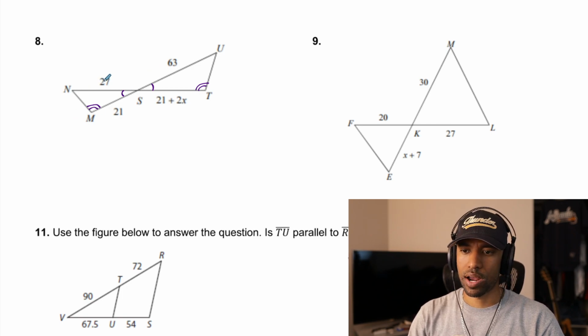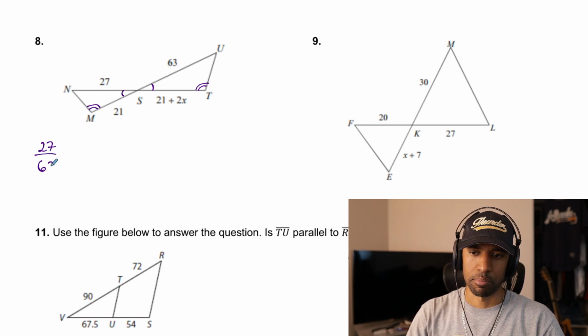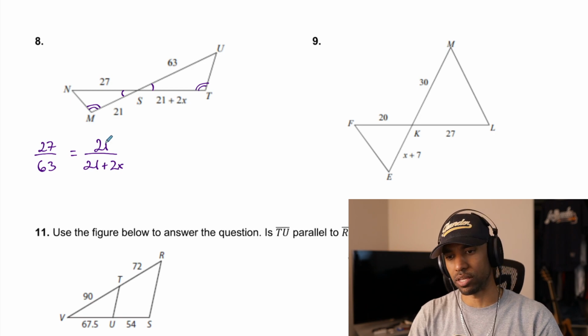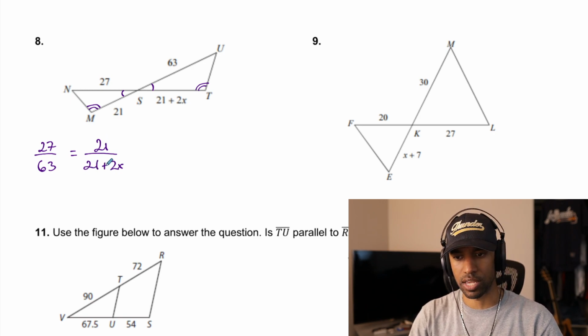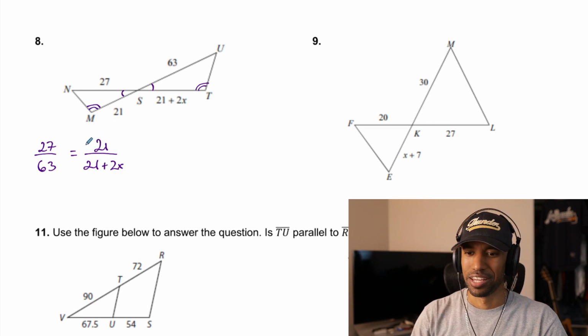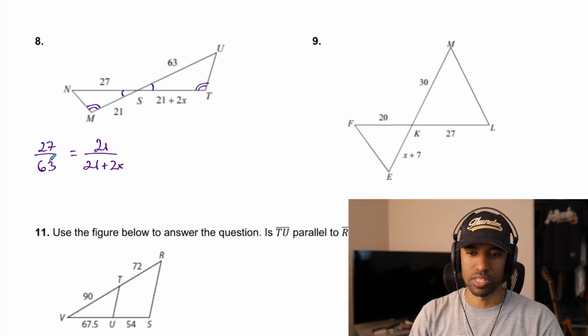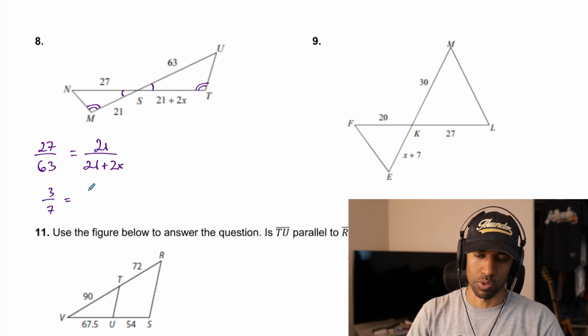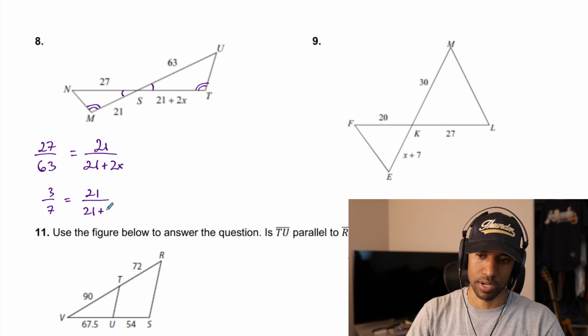So let's try 27 goes to 63 and 21 goes to 21 plus 2x there. Corresponding parts: 27 over 63 equals 21 over 21 plus 2x. Do not cancel out those 21s, guys. That is not how this works. As long as there is addition, multiple terms there, no. Don't do that, please. But we can reduce this fraction, dividing top and bottom by 9. I get 3/7 equals, again, 21 over 21 plus 2x.